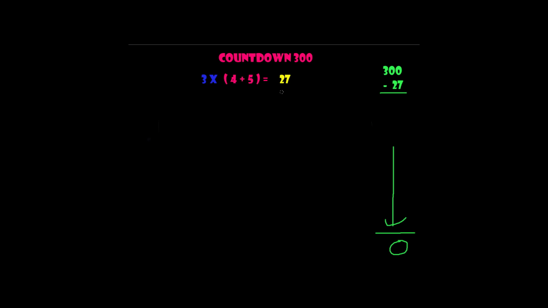So in this case, I already wrote the answer for you, but just so you can follow along. 4 plus 5 is 9. That answer, 9 times 3, is 27.